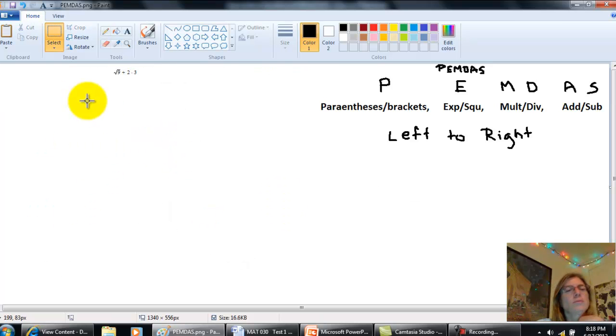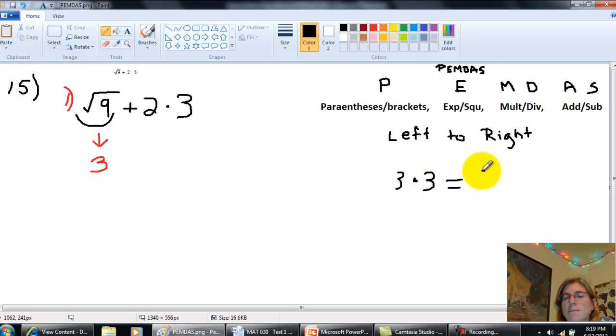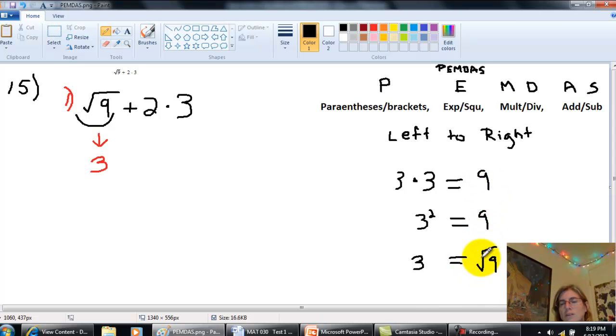So now we're working on problem 15. That's our first horizontal line. We work always left to right, and we look for parentheses and brackets. There are none. Then we look for exponents and square roots. Yes, there is a square root, so we solve that first. The square root of 9 is 3, because 3 times 3 equals 9. When you're given a square root, it asks you what times itself equals 9. So you say, oh, 3 times 3 equals 9. So 3 is the square root of 9.